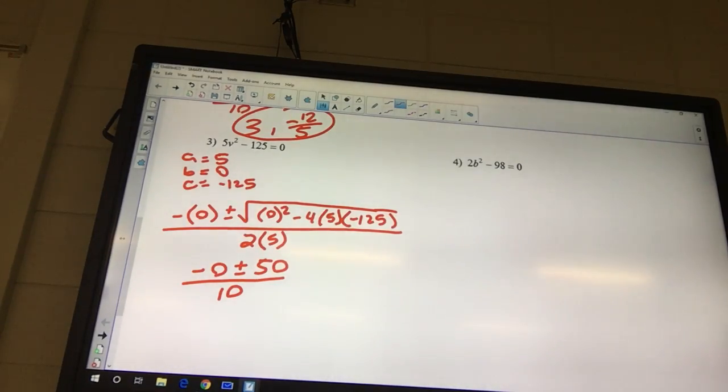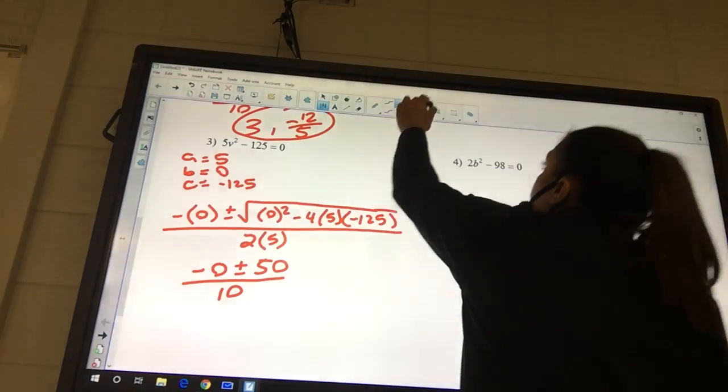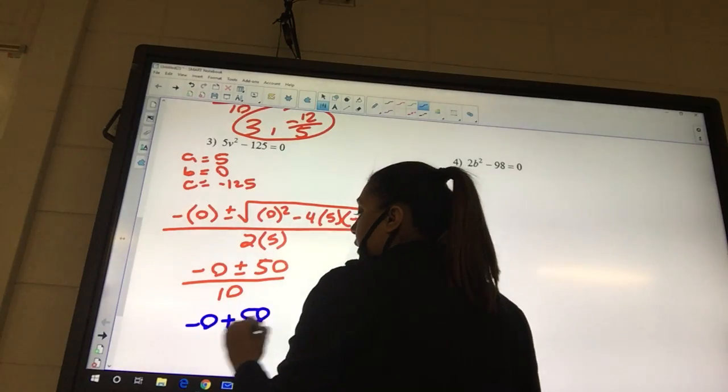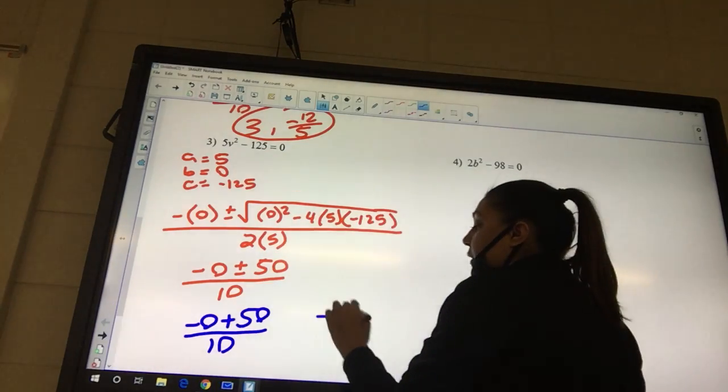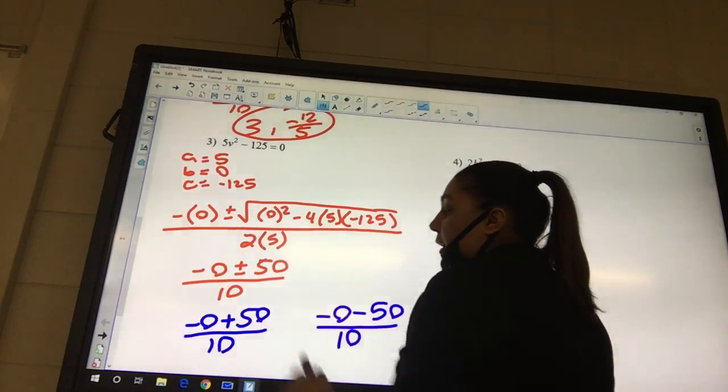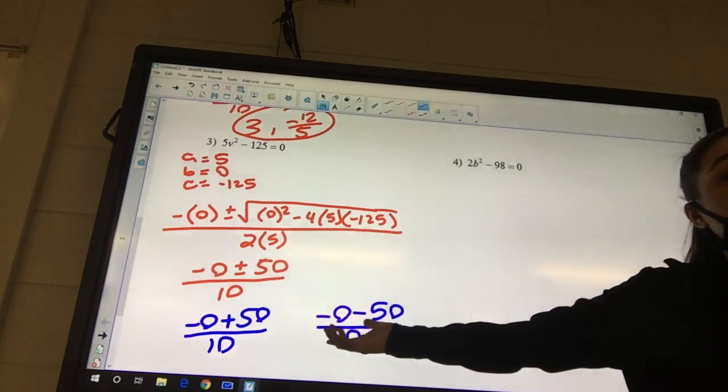Now, once you have it like that is when we write it twice. You need to write it twice. So the first one's going to say negative 0 plus 50 over 10, and the second one negative 0 minus 50 over 10. That's where we get that plus minus from. And then you type that fraction on the calculator.